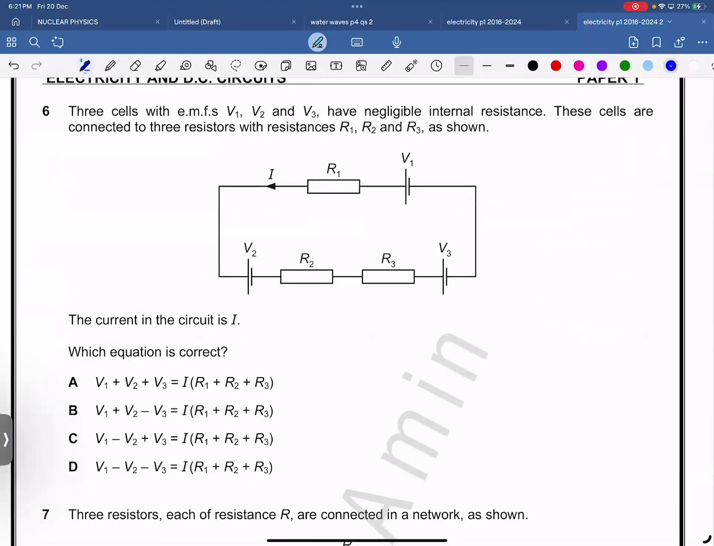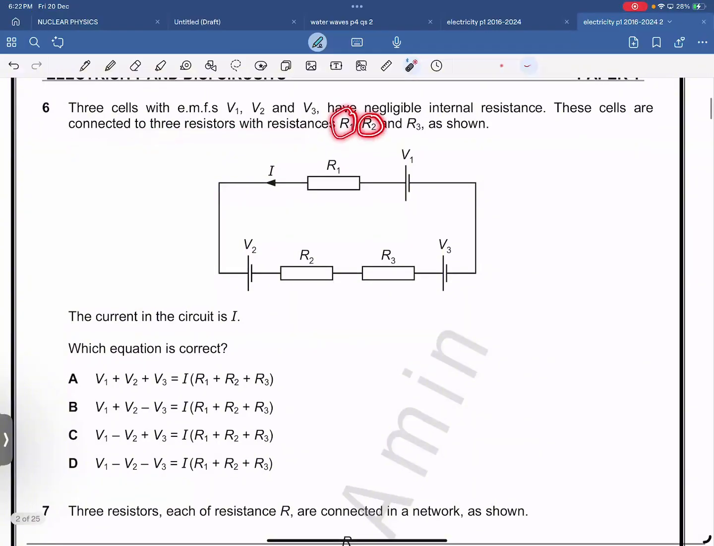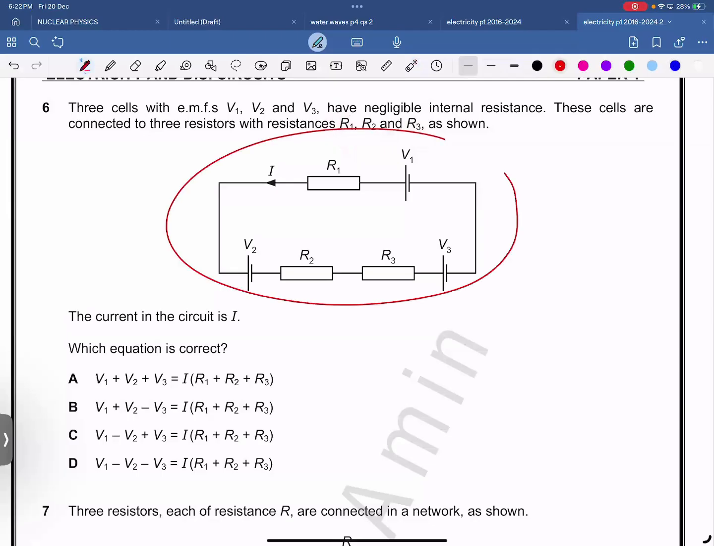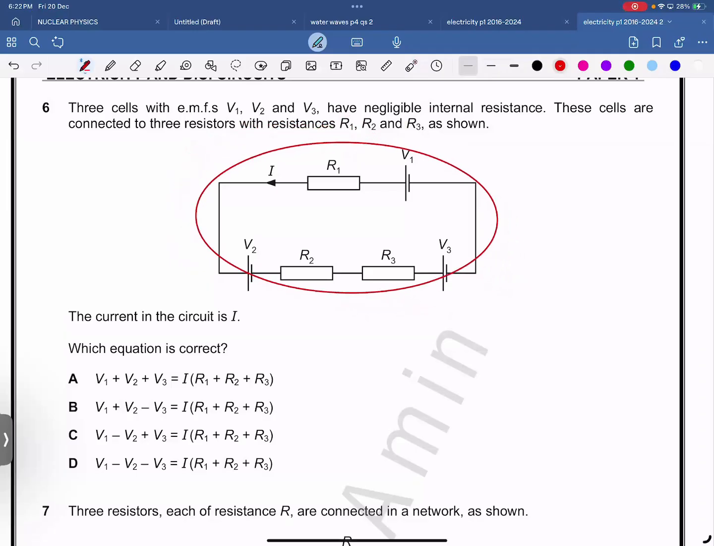Question 6 says the three cells of EMF V1, V2, and V3 have negligible internal resistance. The cells are connected to three resistors, R1, R2, R3. Current is I. Which equation is correct? Loop equation. Apply Kirchhoff's second law. Kirchhoff's second law says in a closed loop, the sum of all EMFs is equal to the sum of all PDs.